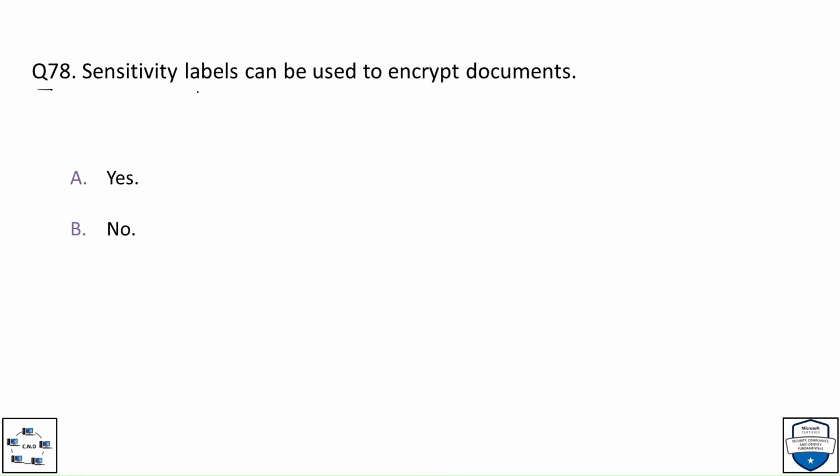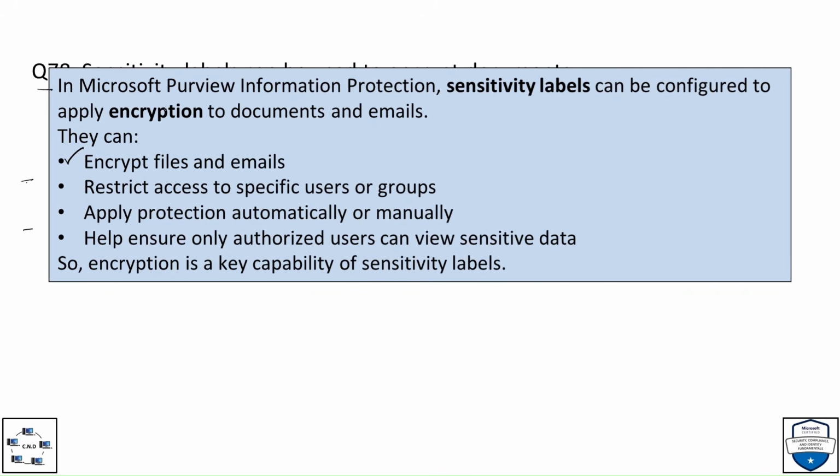Question number 78. Sensitivity labels can be used to encrypt documents. Option A, yes, and option B, no, and the correct option is option A, yes. So in Microsoft Purview information protection, sensitivity labels can be configured to apply encryption to documents and emails. They can encrypt files and emails, restrict access to specific users or groups, apply protection automatically or manually, and help ensure only authorized users can view sensitive data. So encryption is a key capability of sensitivity labels.